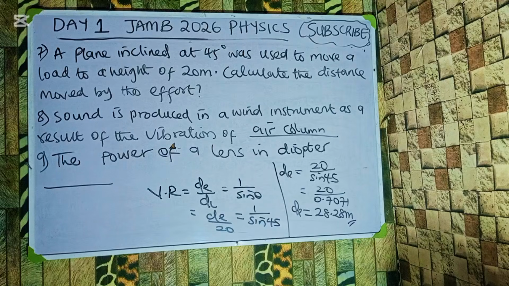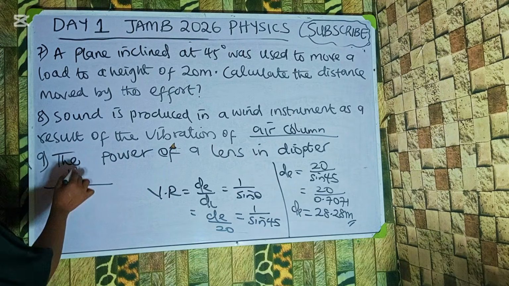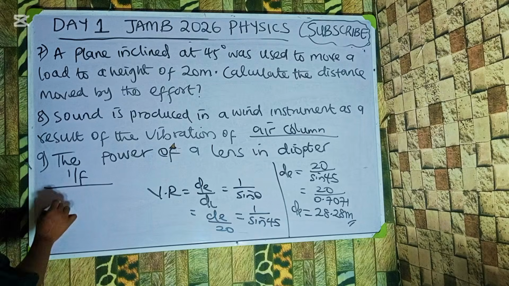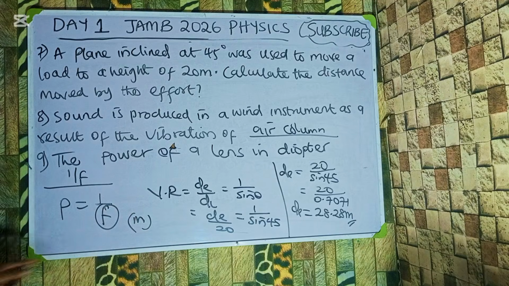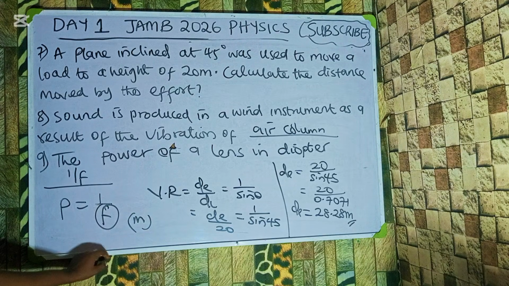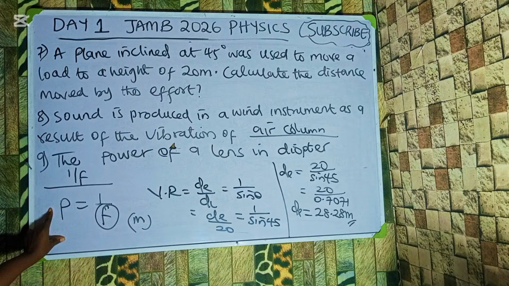Question 9. The power of a lens in diopters is P equals 1 over focal length. This focal length must be in meters. If it is given in centimeters, convert it to meters by dividing by 100, then take the inverse. It gives you the power of a lens, measured in diopters.